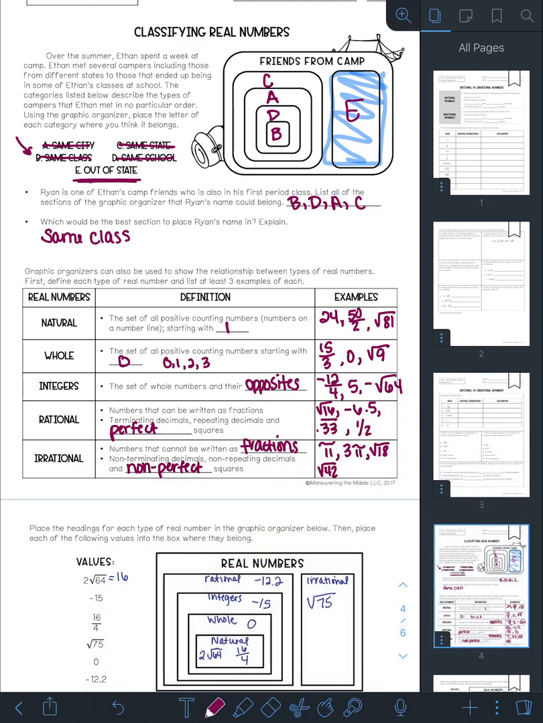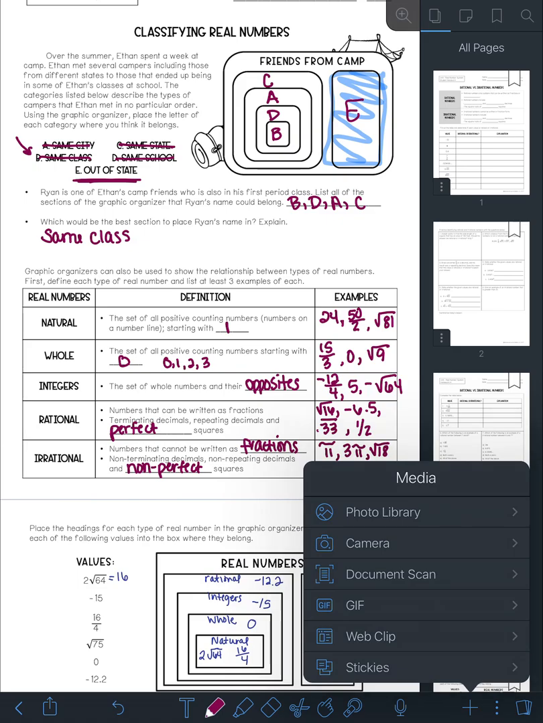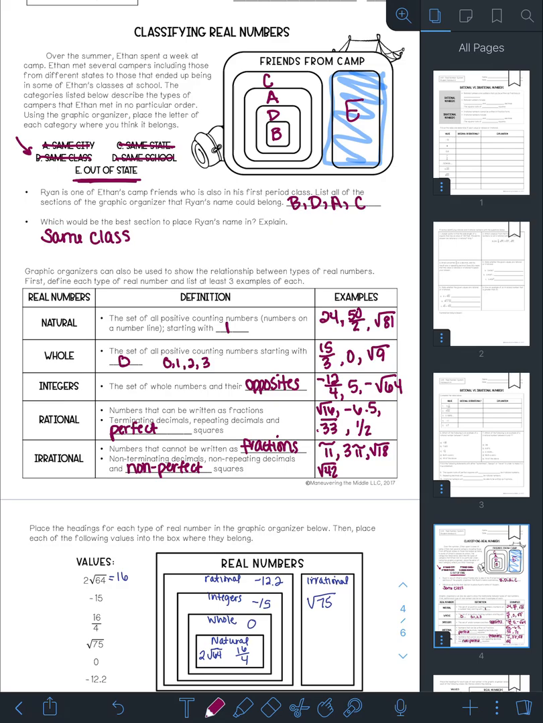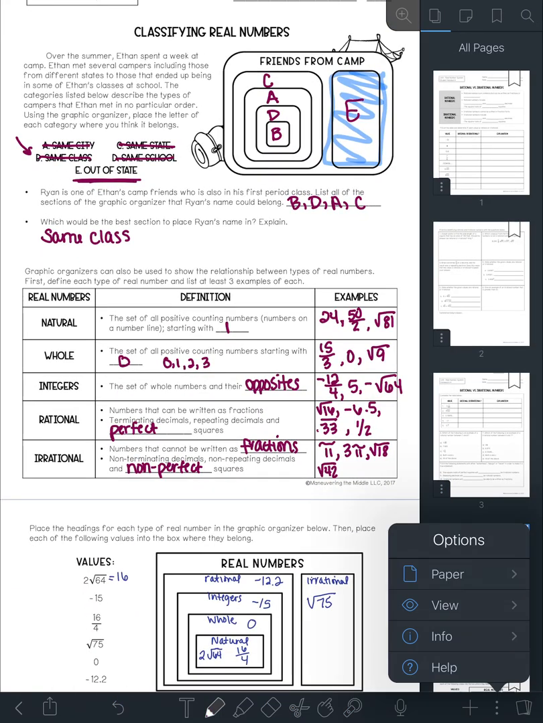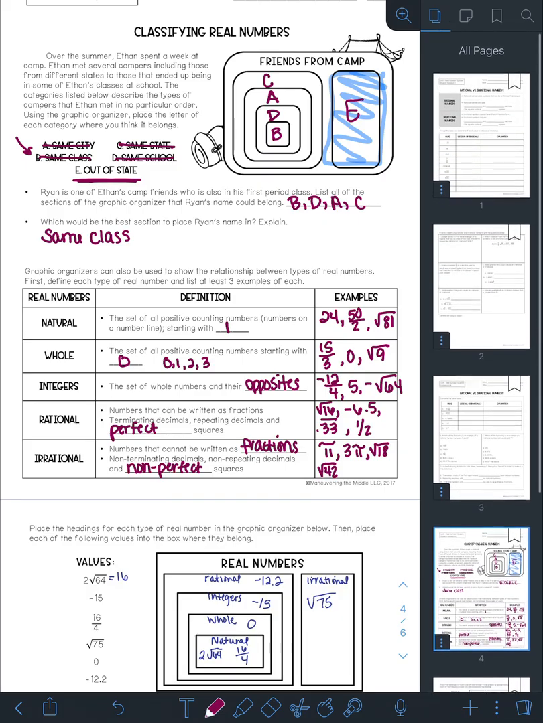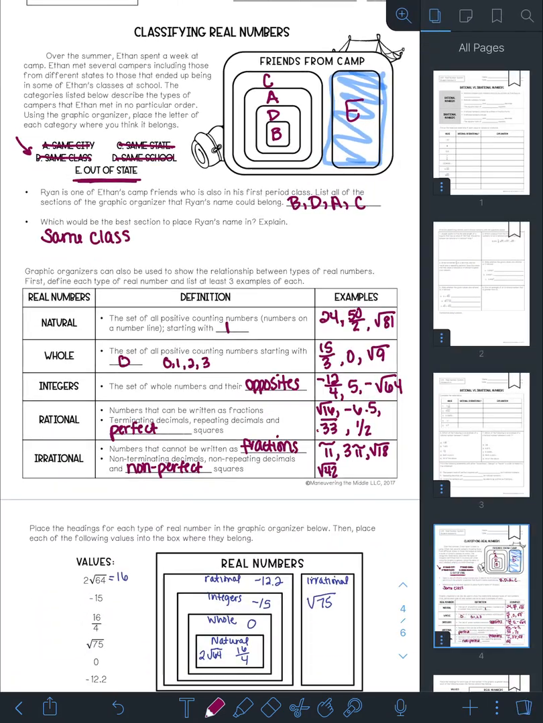Maybe not. Why can't I add a page? Paper. Well, we'll do a sticky note, and I'll show you on a sticky note.